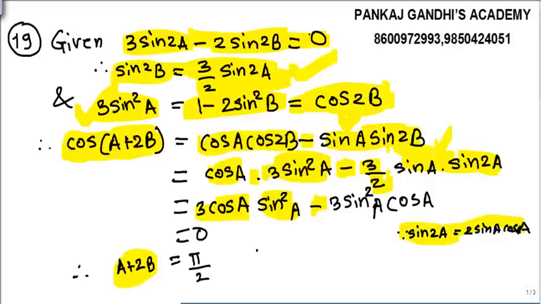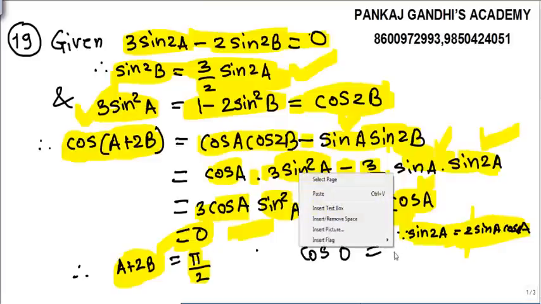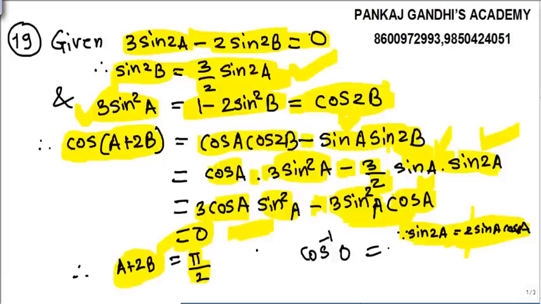As we know that sin 2a is equal to 2 sin a cos a, if I put this value for sin 2a, this sin a and this sin square a, this 3, so 2 sin square a, and this 2 will get cancelled. That's why 3 sin square a into cos a. Now 3 cos a sin square a minus 3 sin square a cos a: same terms are there. This term and this term are the same, that's why the value is 0. That's why cos of a plus 2b is 0, and cos inverse 0 is pi by 2, meaning 90 degrees. So the answer is: a plus 2b is pi by 2.